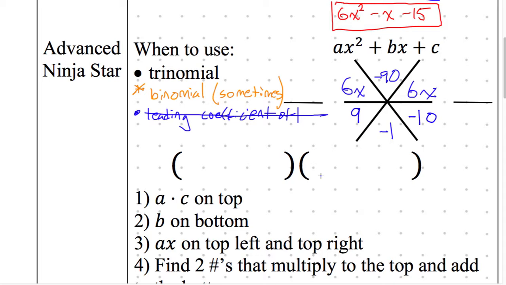But here's the thing. I need to treat this 6x over 9 as a fraction. 6x over 9 is the fraction 6x over 9. I need to now reduce the fraction. I have 6 on the top, 9 on the bottom. I can now divide the top and bottom by what? Yeah, by 3.